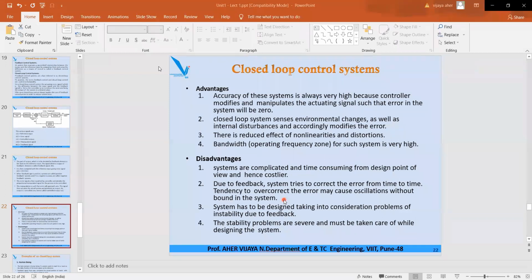Oscillations, you know, students, right? Positive value coming to zero, negative value coming to zero, again positive value, then zero, again negative value. So because of this feedback, the closed loop system tries to correct that error. It is a continuous process. Error correction is a continuous process. So that's why there may be oscillations without bound in the system.